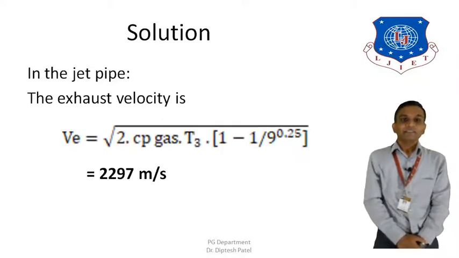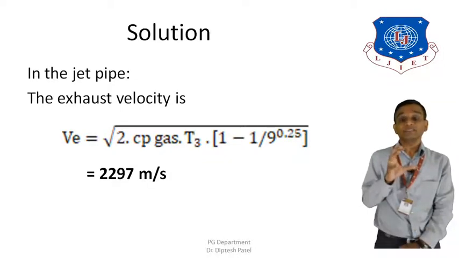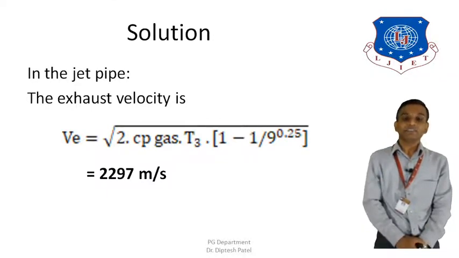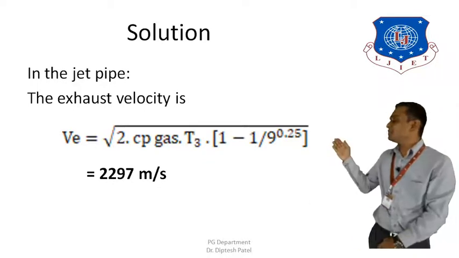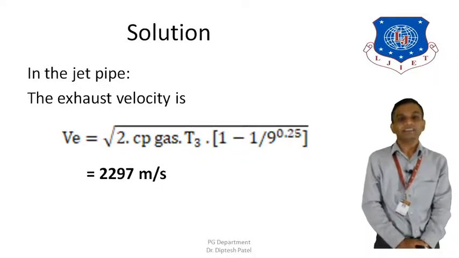Then after, let's calculate the exhaust velocity. Right? So the exhaust velocity is the velocity of gases which are leaving the nozzle. So we need to calculate the jet pipe exhaust velocity by using the formula Ve is equal to under root of 2 Cp gas, specific heat of gas, into T3 into 1 minus 1 upon 9 raised to 0.25. So substituting the values would help us to get it, and that is 2297 meter per second. So that is the exhaust velocity in the nozzle.